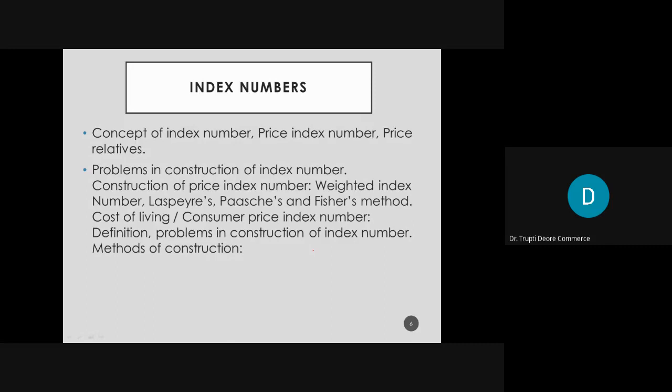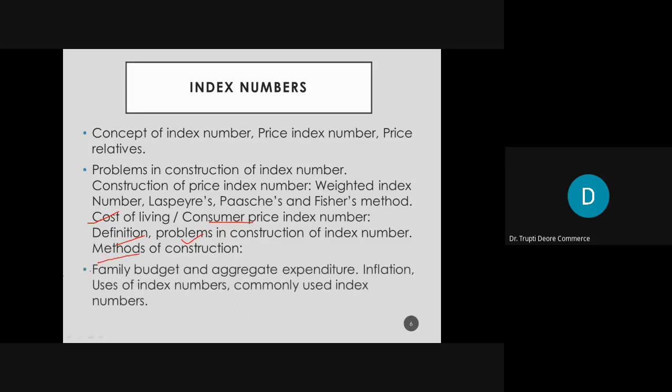Then second part is cost of living or consumer price index number. In cost of living and consumer price index, we'll see a definition, then problems in construction of such consumer price index number. Then what are the methods of construction? So last one is family budget.